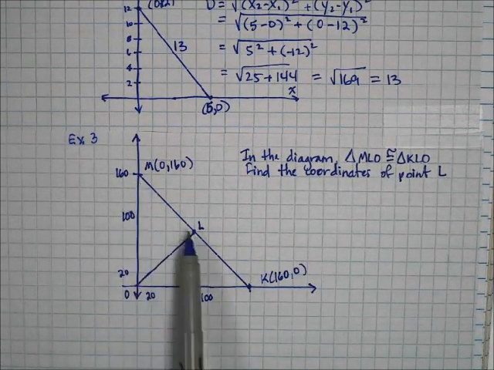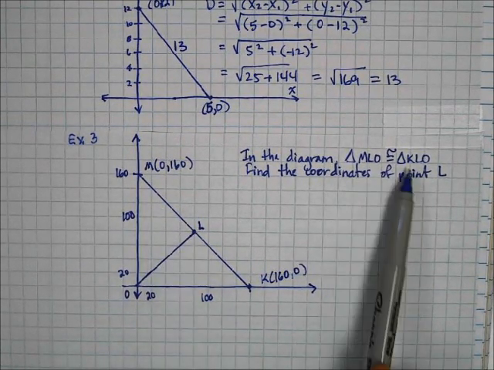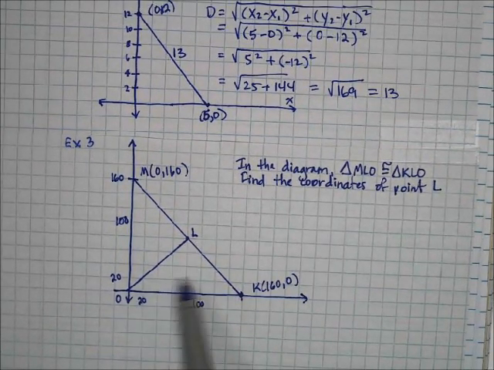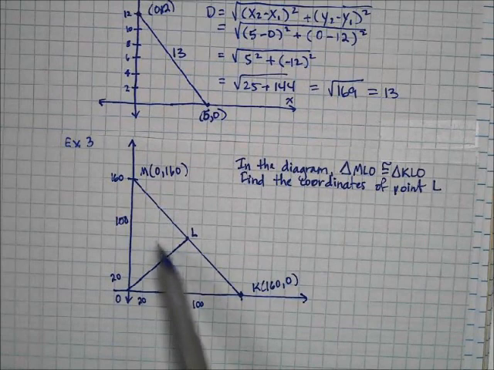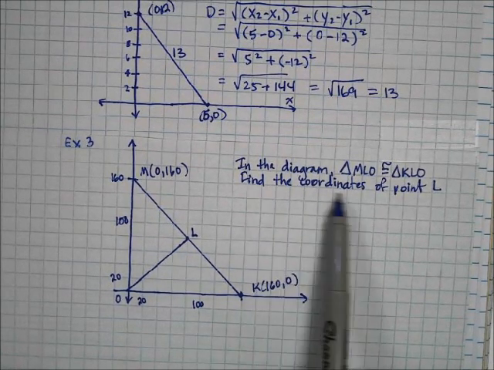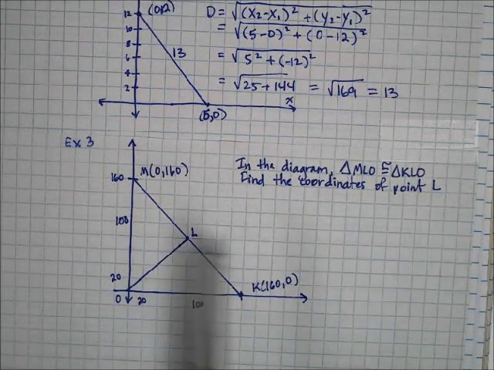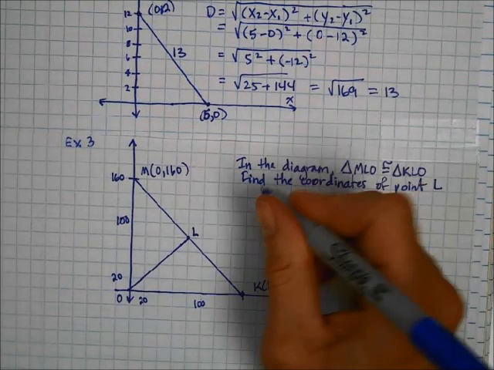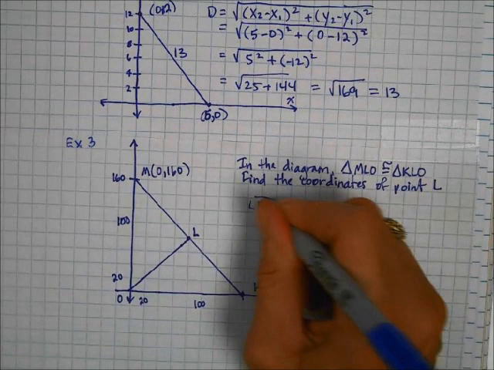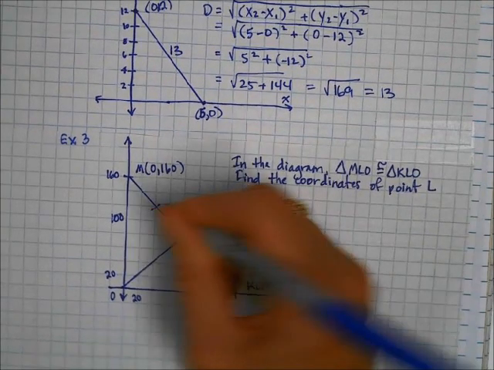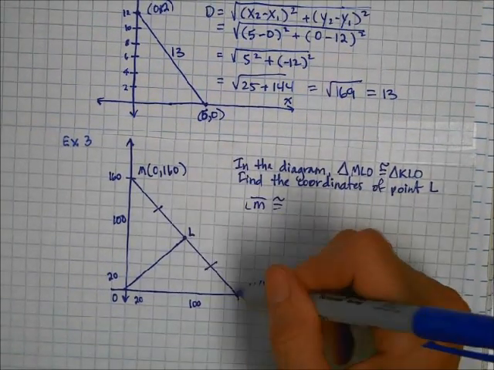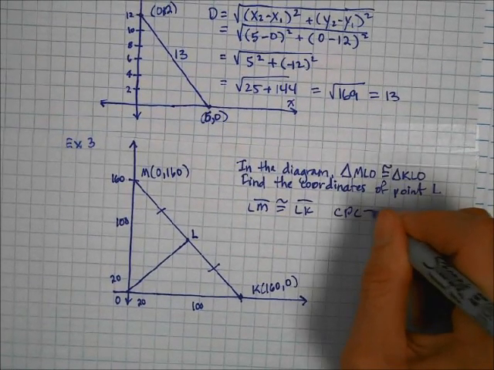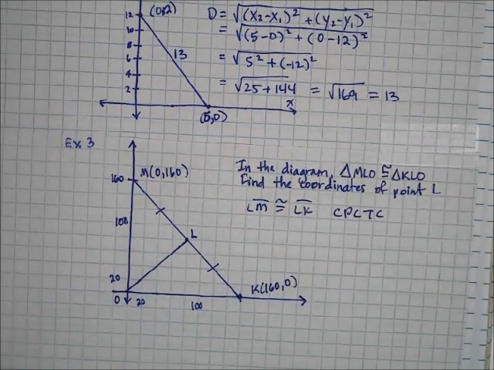So that is MLO, this triangle, is congruent to KLO, this triangle. We know they are congruent. Find the coordinates of point L. Well, since we are given that these triangles are congruent, we also know that line segment LM has to be congruent to line segment LK. That's just a little CPCTC.